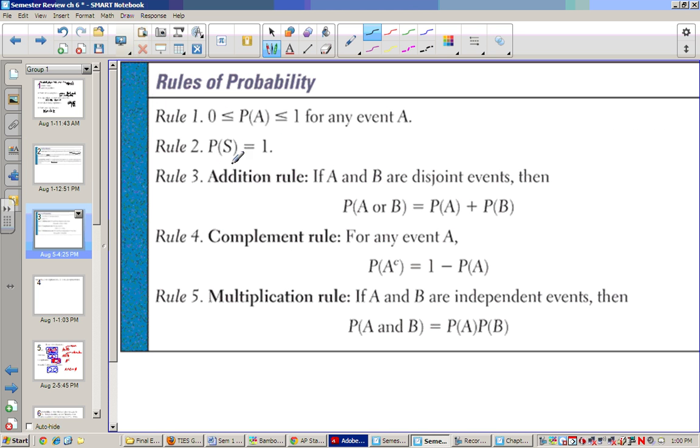So the rules in probability: each probability has to be between 0 and 1. The probability of the entire sample space is 1. And if these are disjoint events, so there's nothing in common in the two events, you can just add them together. If you want to find the probability that something doesn't happen, we call that the complement. The probability that something doesn't happen is 1 minus the probability that it actually happens. And we can multiply two different probabilities to get the probability they both happen only if those two events are independent.